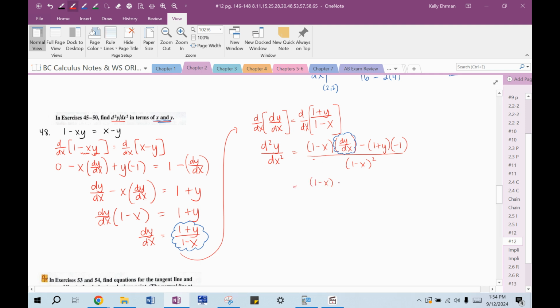We get (1 minus x) times (1 plus y) over (1 minus x). So those will cancel. And then how about instead of minus negative, we just make this plus. I don't need parentheses anymore then around 1 plus y. And down here we have (1 minus x) quantity squared. So yeah, these 1 minus x's cancel. These problems are almost always like that. Something does tend to cancel or simplify quite a bit. And then in the numerator, 1 plus y plus 1 plus y is 2 plus 2y, over (1 minus x) quantity squared. So that's our second derivative equation.